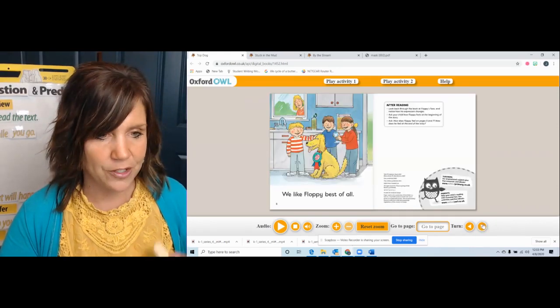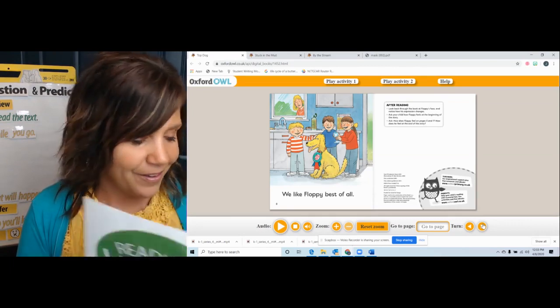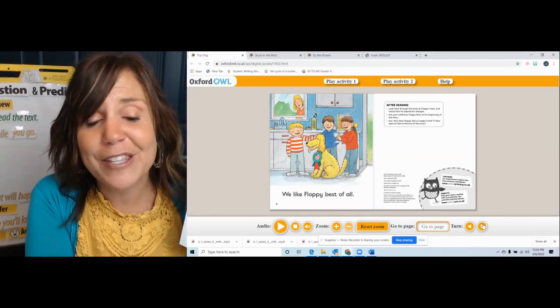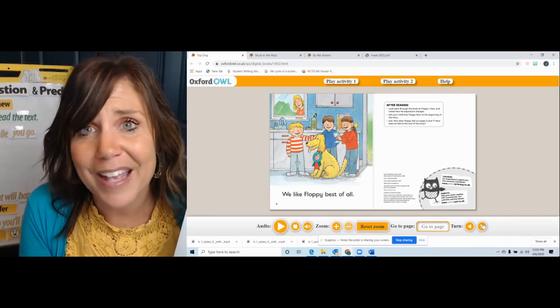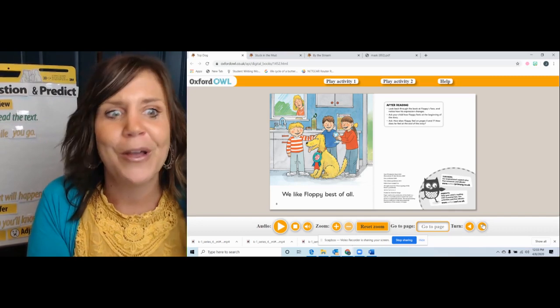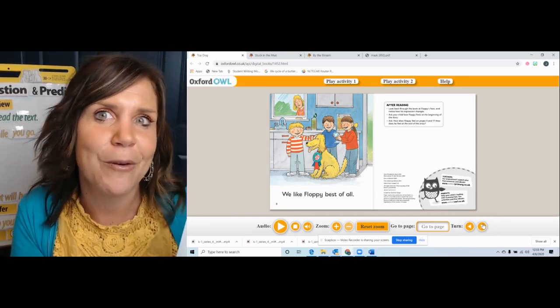Let's read the last page. We like Floppy best of all. So we were right. This is their dog, Floppy, and they like him the best. And so they wanted him to feel special, even though he didn't win in the dog show. So they made him his own ribbon that says best of all, and they're giving him his own top dog cup.